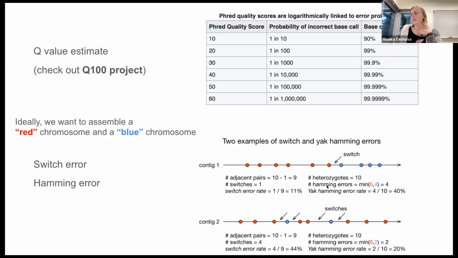And so in this case, the switch error will be 11%. Another metric you could use is the Hamming error, and just say, okay, this contig is supposed to be red, but I see some blue. So the Hamming error rate would be 20%. And so these two metrics will also be useful in evaluating your assemblies.